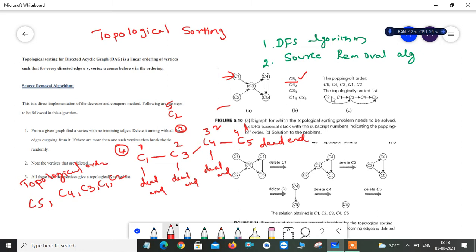So now you can pop off this order, right? See, C5, C4, C3, C1, C2. So now you can give a topological sorting list for this. See, you can take C1 to C3, right? So you can move from C1 to C3. From C3 to C4 you are moving, right? C3 to C4. From C4 to C5 you are moving. So now you can place C2 separately because this is not yet connected to anyone.